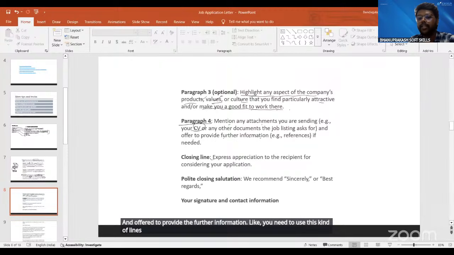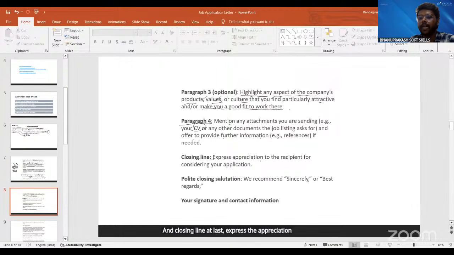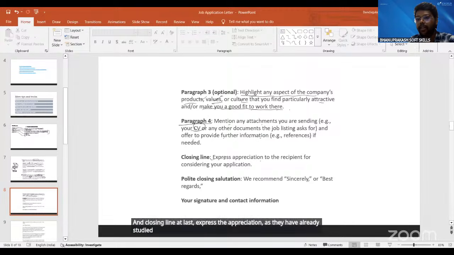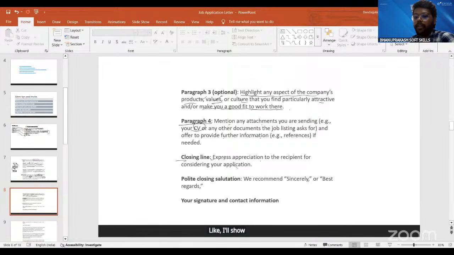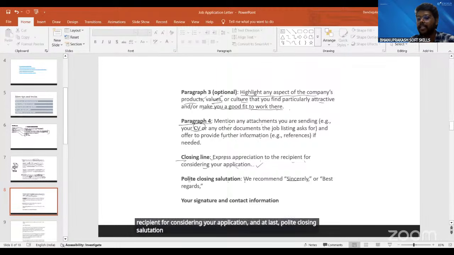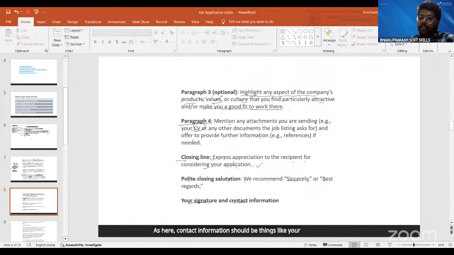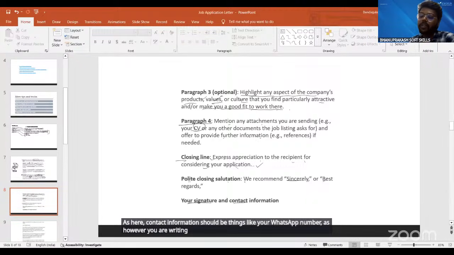And closing line at last, express the appreciation, as they have already studied everything until now, right? So they come to this line. You need to show the appreciation by saying, like, I'll show you what kind of lines you can use: thank the recipient for considering your application. And at last, a polite closing salutation, by saying sincerely or best regards, and your signature and contact information at the end. Contact information should be things like your WhatsApp number, however you are writing in the email itself. If they really want to send anything, they will reply back.